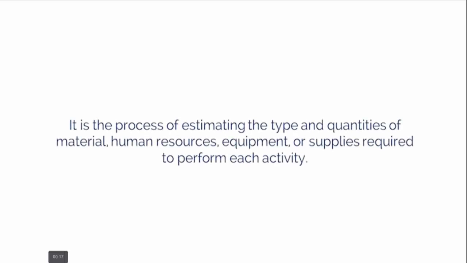The fourth process is estimate activity resources. This is the process of estimating the type and quantities of material, human resources, equipment, or supplies required to perform each activity. The key benefit of this process is that it identifies the type, quantity, and characteristics of resources required to complete all activities, which allows for more accurate cost and duration estimates.